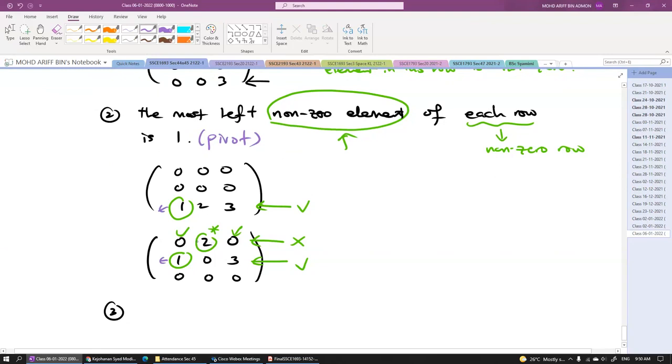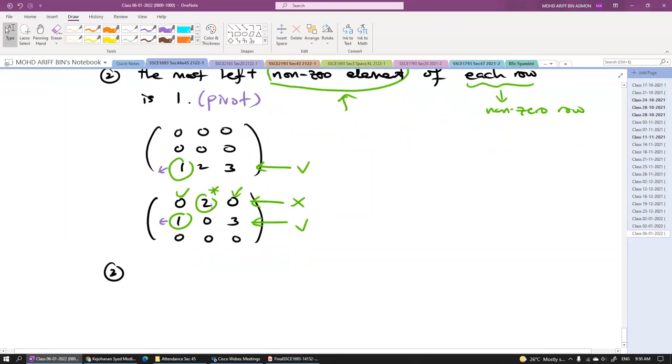You just perform a row operation. That means here we multiply by 1 over 2, in other words we divide by 2. Dividing by 2 is similar to multiplying by half. Then you get 1 here and it becomes your pivot. So I'm using the term pivot here, and elements.